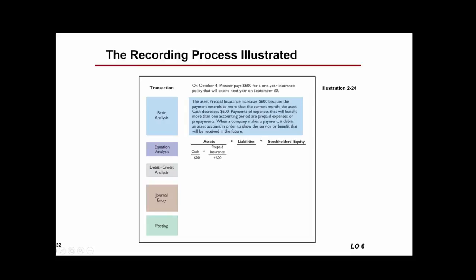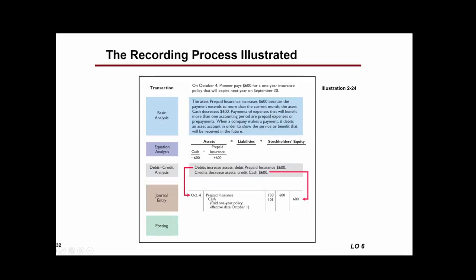We will debit. We know that prepaid insurance has increased. So what do you do when an asset increases? We debit. So we debit the increase, that amount, to prepaid insurance, and we credit cash. Okay? Again, later on, once we finish with the journal entry, we post it to the ledger. Any questions so far? Okay.